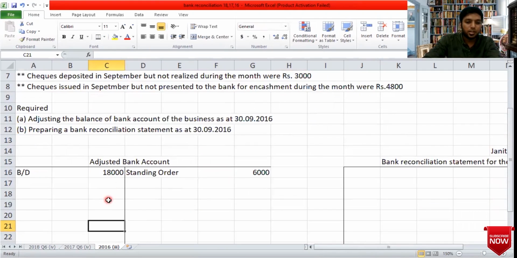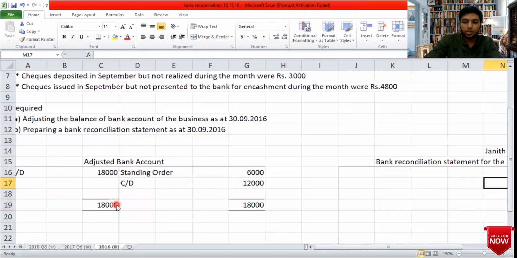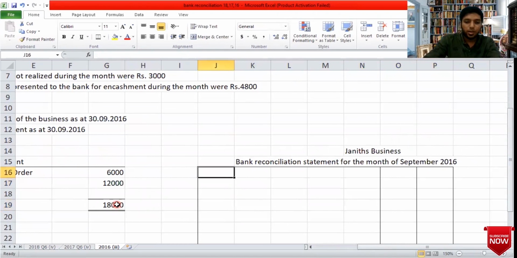It's a very easy sum. It's not that complex like 2017 and 18, where you need to think a bit. So 18,000 you have written here. 18,000 minus 6,000, you will get a carried down 12,000. You will transfer this 12,000 here as the balance as per adjusted bank account, right? Use the same method every year.